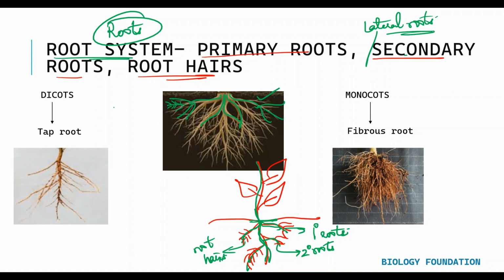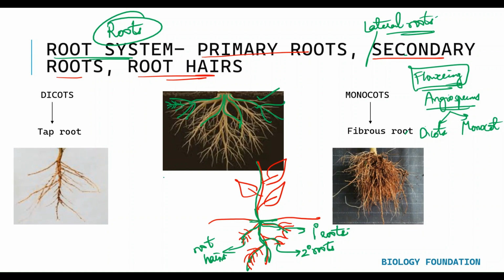Now, we all know that flowering plants are basically your angiosperms. Angiosperms are again classified into monocots and dicots based on the number of seed leaves, or number of cotyledons. So angiosperms are classified into dicots, which have two cotyledons, and monocots, which have a single cotyledon. Now, in dicots, the root system is the taproot system. What type of root system is seen in dicots? Taproot system is mainly observed.